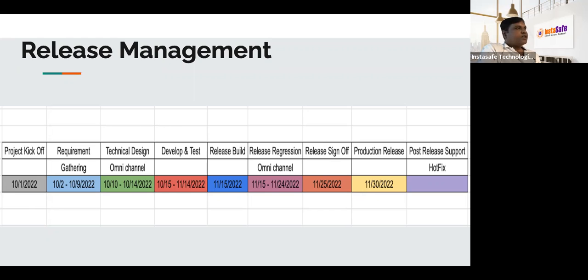Once that testing is done, there might be bugs identified during that release regression phase. Those bugs, if they are critical to be addressed, are addressed during that phase. Once that is done, we have a release sign off, wherein QA gives a sign off that whatever features we want to deliver are there. Apart from that, the existing functionality of the product, nothing is broken, everything is working as expected. Once the release sign off is there, then we do a production release. Once production release is done, then there is a post release support.